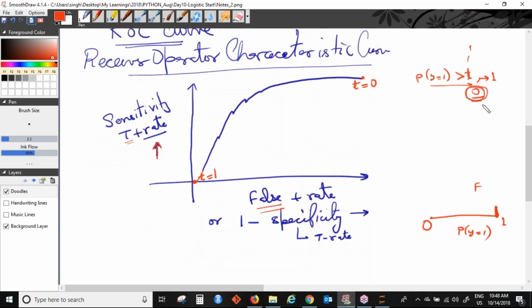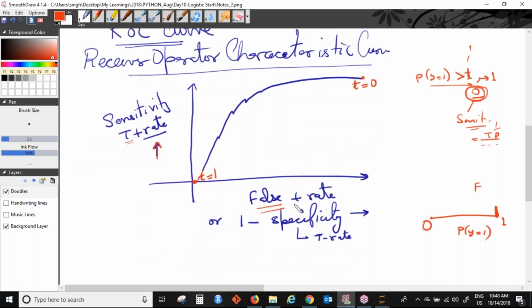So if you predict 0 ones, what will be your sensitivity? It will be 0. Remember, sensitivity is true positive divided by something. True positive itself will be 0 because you are not predicting any positive. You are only predicting 0. That is why you see this at the origin. When the threshold is 1, sensitivity is at the origin. That means it is 0. So your true positive rate is 0 when the threshold is 1.